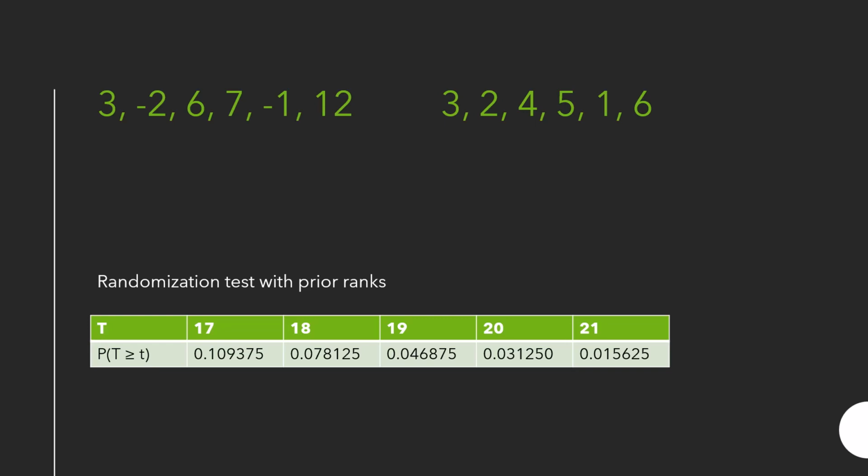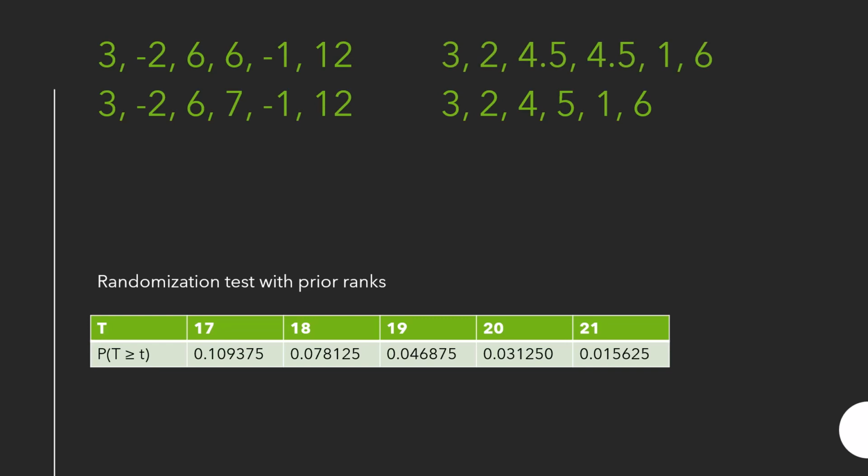Consider that in our set of observations the 7 had been a 6, so that now we have two 6s. Again, let's rank the data. The -1 is a 1, the -2 is a 2. Remember, we're ranking without regard to the negative sign. The 3 is a 3. Now what are we going to do about the two 6s? When it was a 6 and a 7, we had a 4 and a 5. We're still going to use a 4 and a 5, but since both values are 6, we're going to average those. That is called a mid-rank. We're going to give both 6s a mid-rank of 4.5, then we're going to give the 12 a 6.